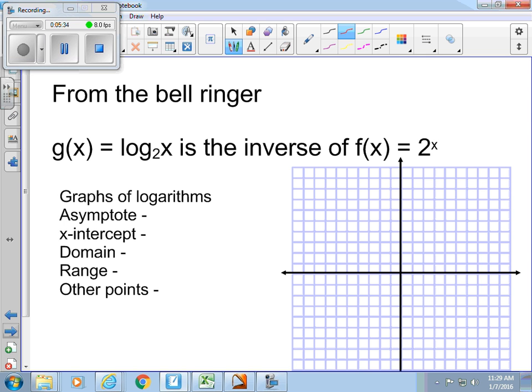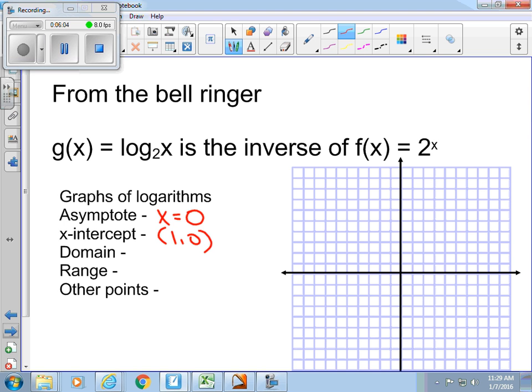Are there any asymptotes on a logarithm? Yes. What kind of asymptote? Vertical asymptote, right? The y-axis, or x equals 0, is a vertical asymptote on a logarithm. Remember, an exponential had a horizontal asymptote, y equals 0, so x equals y. A vertical asymptote. The x-intercept, (1, 0), is always on a logarithmic graph.